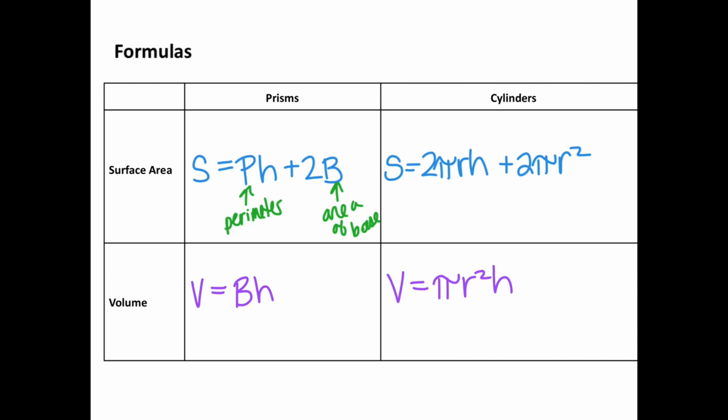Moving on to volume, volume formulas are pretty basic. It's the area of the base times the height of the prism. So again, finding the area of the bottom and then making it 3-dimensional. And again, moving it into cylinders, the area of the base is a circle. So pi r squared is the formula for area of a circle, again, being multiplied by the height of the cylinder.